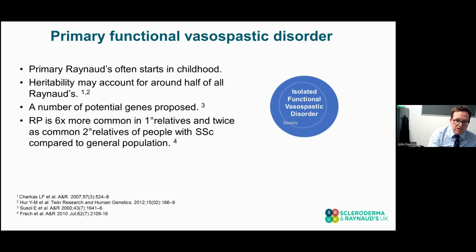But what we do know is that even people who have a family member with systemic sclerosis are far more commonly affected by Raynaud's symptoms than people who don't have a family history of an autoimmune rheumatic disease such as scleroderma. So it is possible that some of the heritability in families where there are people with an underlying autoimmune rheumatic disease represents some kind of link with that family history.